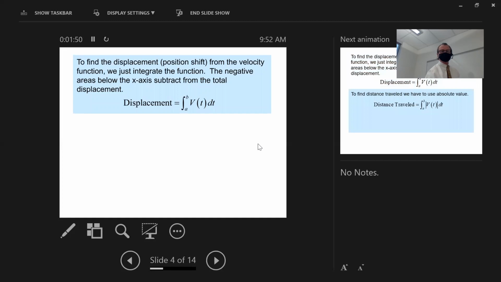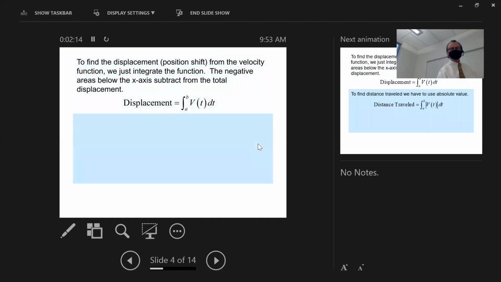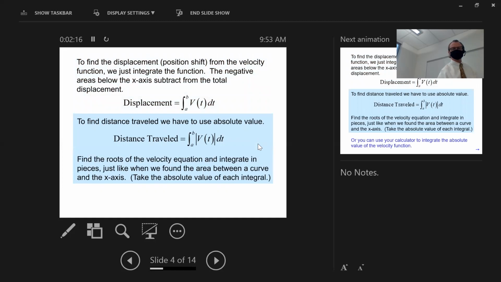So displacement is the area under the curve from A to B, under the velocity curve, where the area below the x-axis works against the area above the x-axis. That's displacement. That's where the bee was 100 feet away from the hive. Versus total area. And the distance traveled is the absolute value of that.